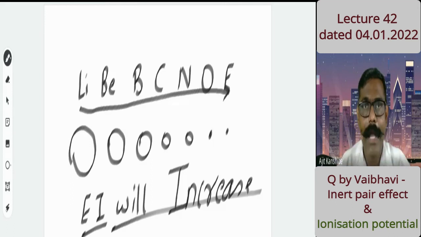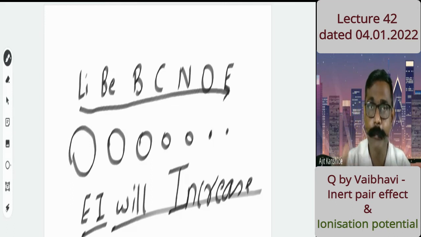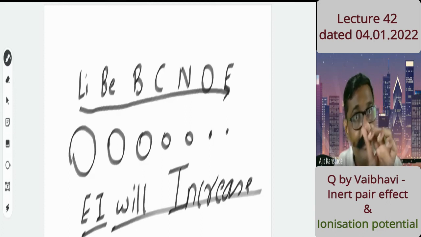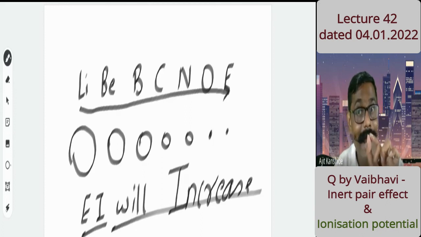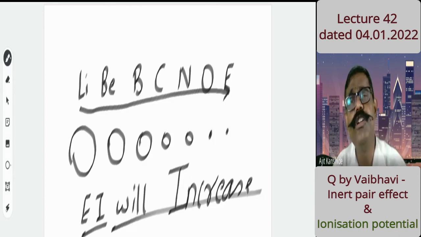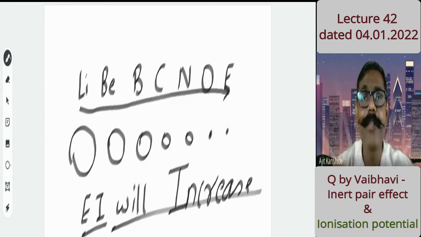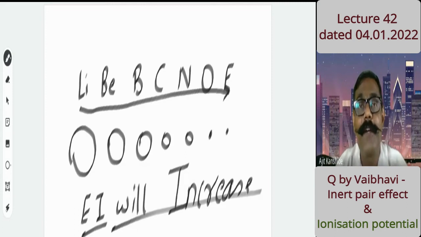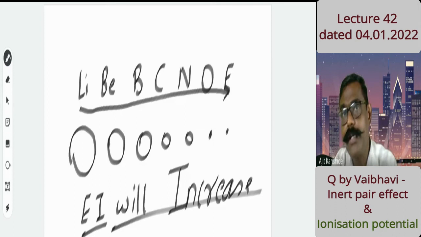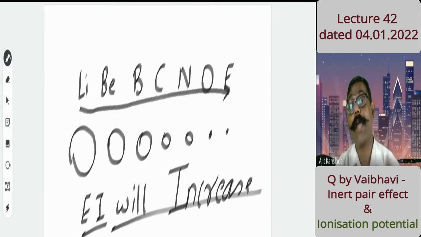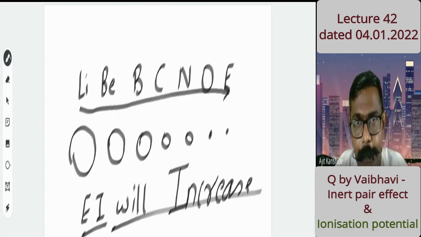As I move from left to right in a period, atomic size decreases and attraction increases. And there is no more effect due to shielding or screening, because electrons are added in the same shell. Therefore, as we move from left to right, the ionization energy, enthalpy of ionization, or ionization potential increases. Is this point clear? Yes, sir.